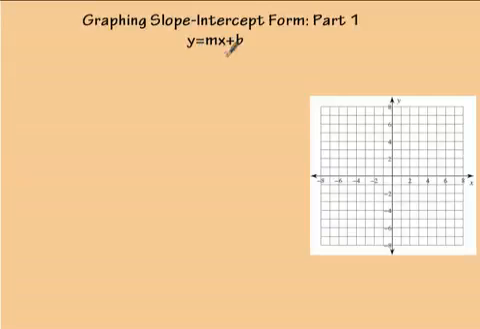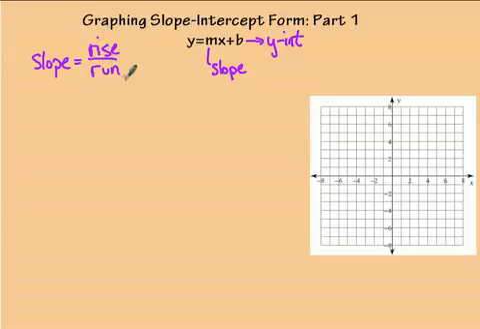So in the equation y equals mx plus b, we have m, which is the slope, and b, which is the y-intercept. That's where my line, when I graph it, will go through the y-axis. Slope, as you learned previously, is the same thing as rise over run.